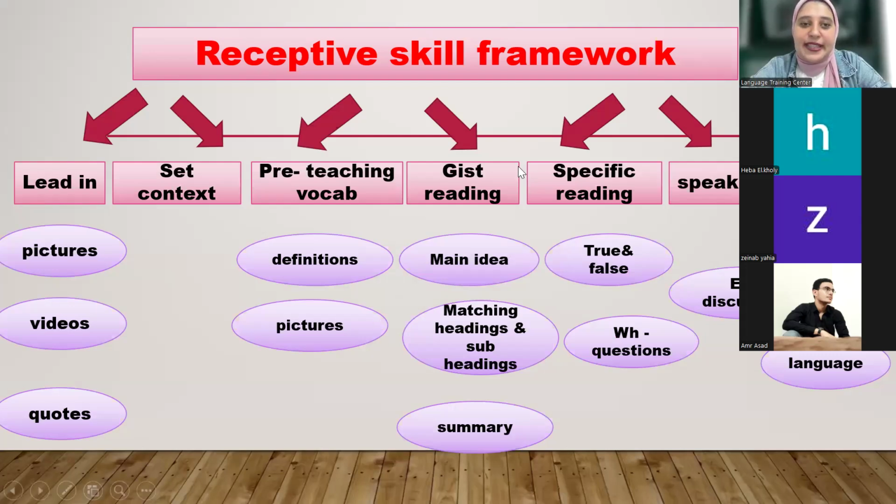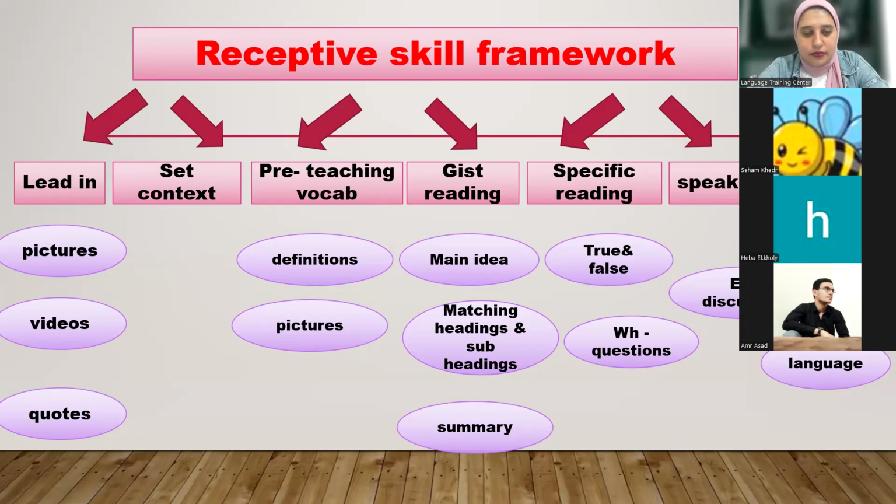But what about the speaking stage? I can ask them about their opinion about the task, the topic, for example. There is a good website called ESL Discussions. Once you open it, you can find a variety of topics. They suggest some questions for a variety of topics.